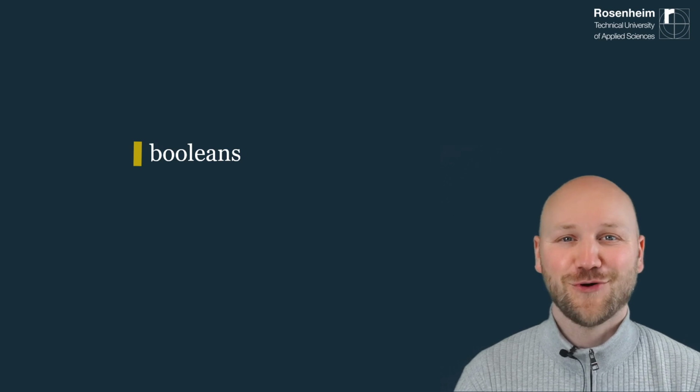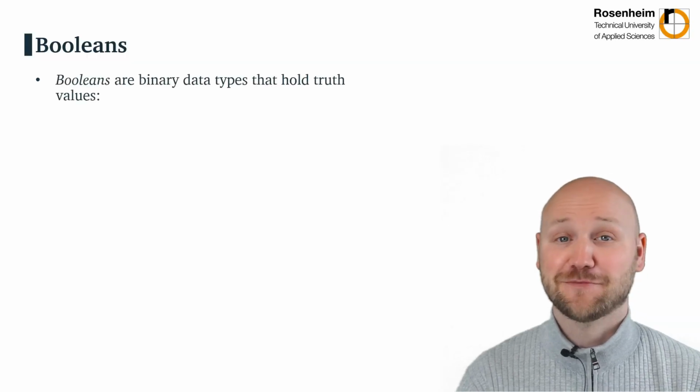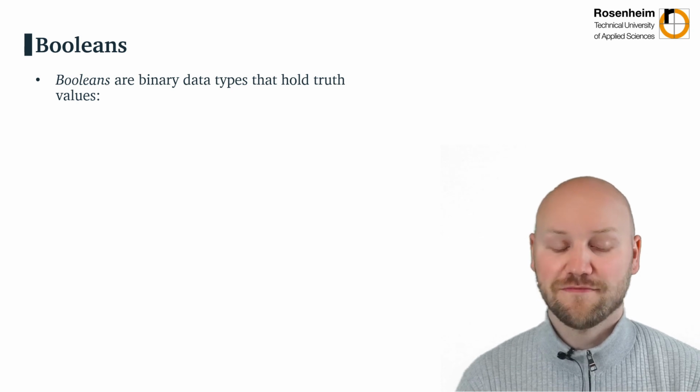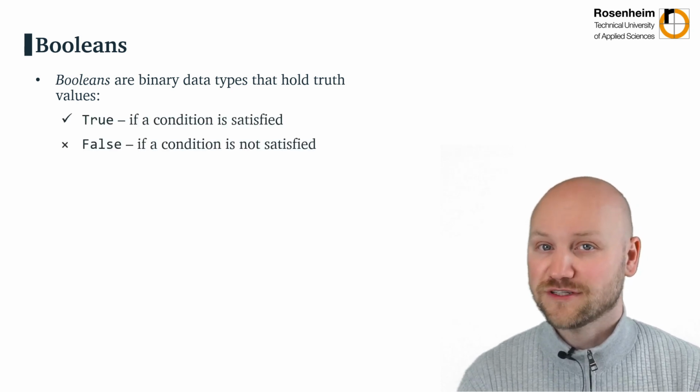Welcome to this video on Booleans. Booleans is another data type that we learn in the course. It is binary: it can take just two different values. These are truth values, actually just true and false. True if a condition was satisfied.